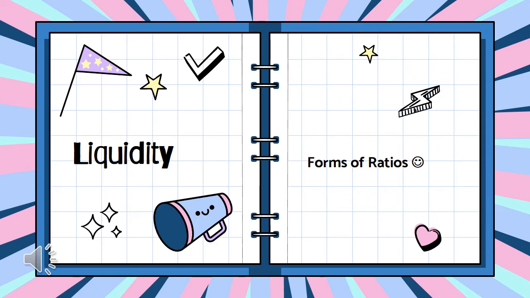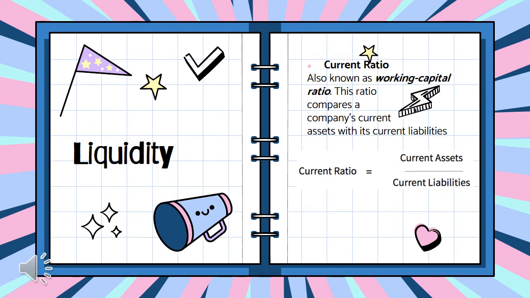Next ones are the forms of liquidity ratios. The first one is the current ratio. In order to get this, we have the current assets divided by the current liabilities. The current ratio is also called the working capital ratio. It is the most fundamental and commonly used tool for measuring liquidity.